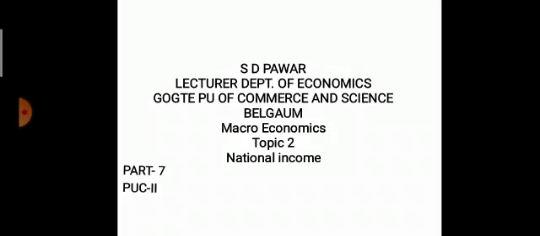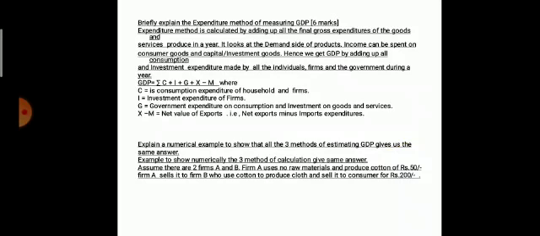We shall continue with the topic National Income. Today we shall begin with the 7th part of the topic. In the 6th part of National Income, we have seen what is value added method or product method, that is all the goods and services produced by all the firms of the country are added together to get the value added method or product method.